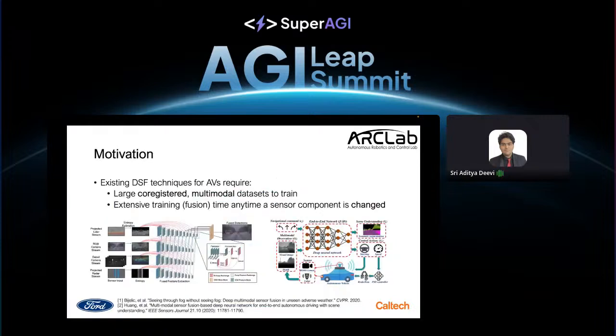However, there are also challenges in such fusion mechanisms. Fusing at the feature level usually results in densely interconnected neural network architecture. Therefore, it requires large-scale co-registered multimodal training data that is hard to obtain. It also requires extensive training time whenever a sensor component needs to be changed.